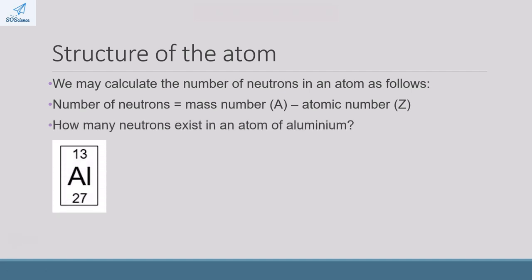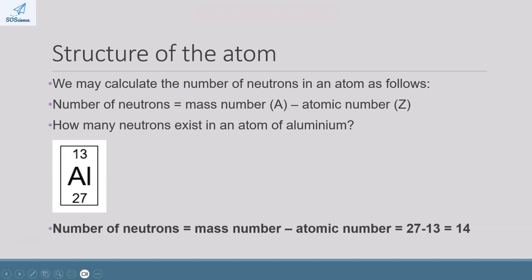So let's practice by calculating how many neutrons exist in an atom of aluminium. The number of neutrons is the mass number minus the atomic number, which is 27 minus 13, which gives us an answer of 14. So that means that an aluminium atom has 13 protons and it has 14 neutrons.